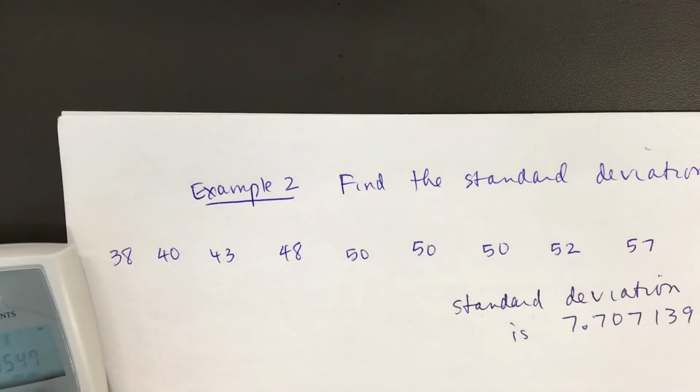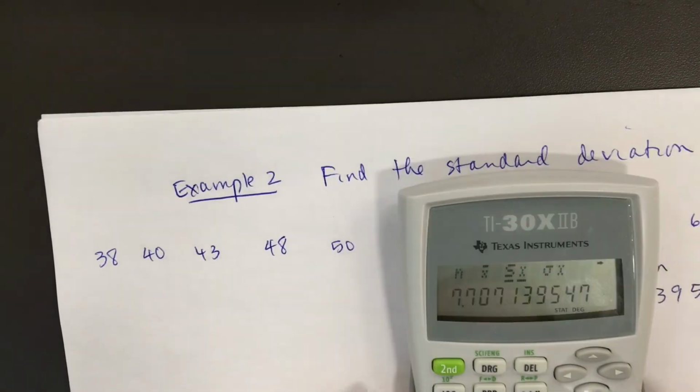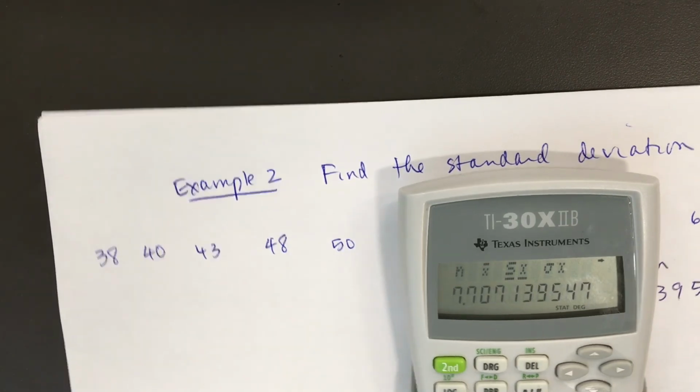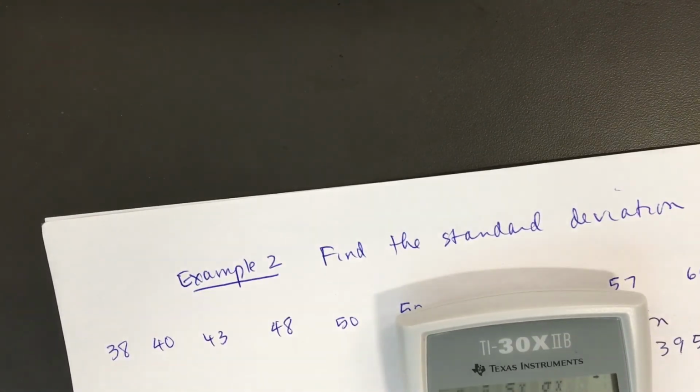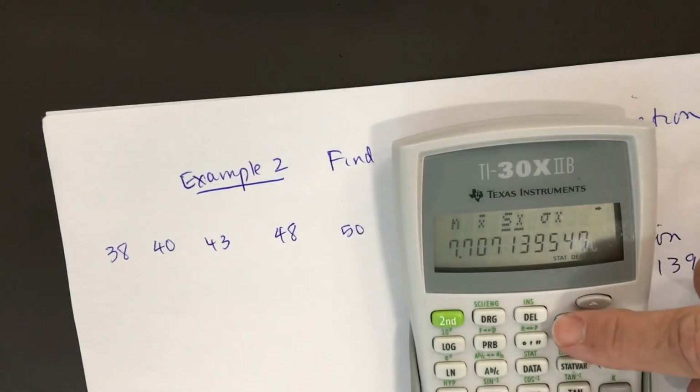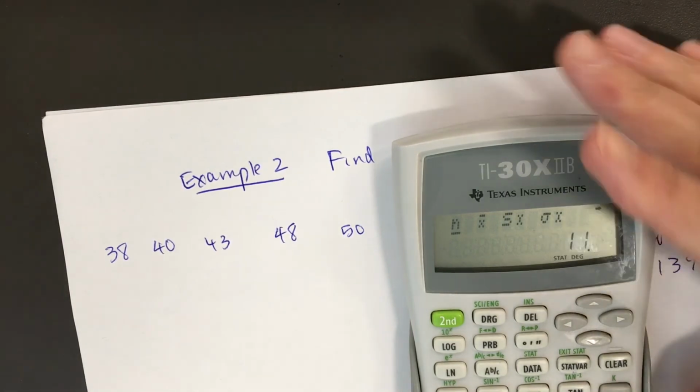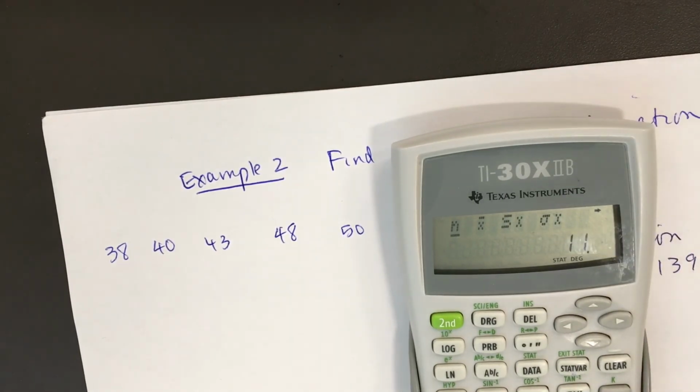Yes? Say that again. To get this, stat var. It's right next to the data key. And that will do a little calculation, a statistics calculation. Now when it comes up on the screen, it's going to be where the N is underlined, and you'll see 11 to show the number of data items.